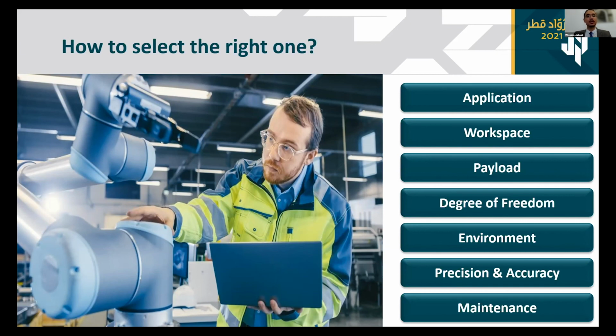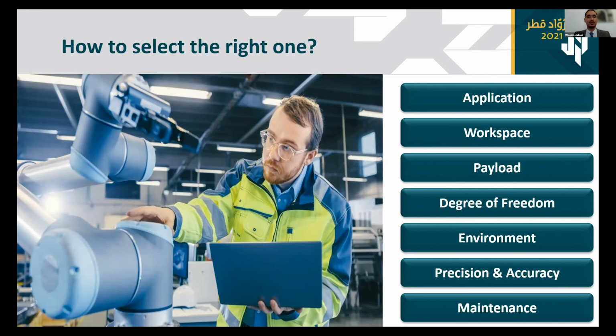Next, let's talk about the environment. Are you putting your robot in, for example, a painting shop, or in a hazardous environment where probably you have toxic gases, electricity, or high working temperature that you want your robot to work within? So we need to take into consideration the environment that we are going to put our robot in.